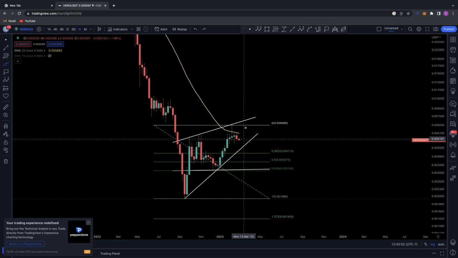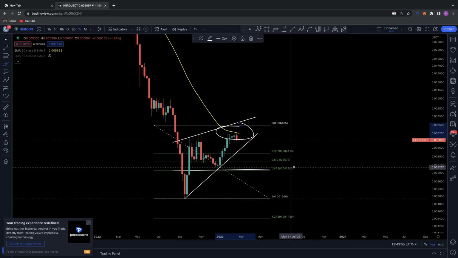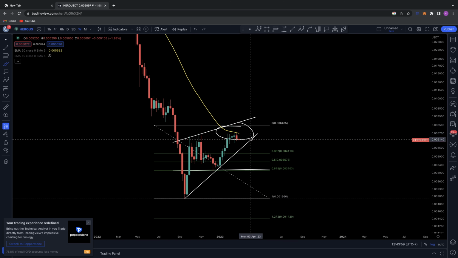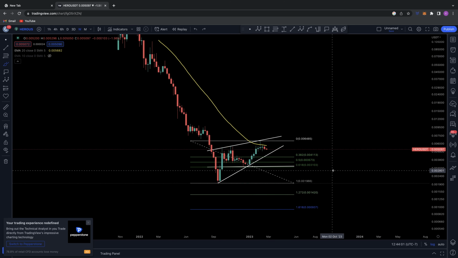So again, a lot ahead of us. We have to get back above the weekly 20. We have to hold this 0.618 if we lose this ascending support. And that is the update there for you guys today for Metahero.